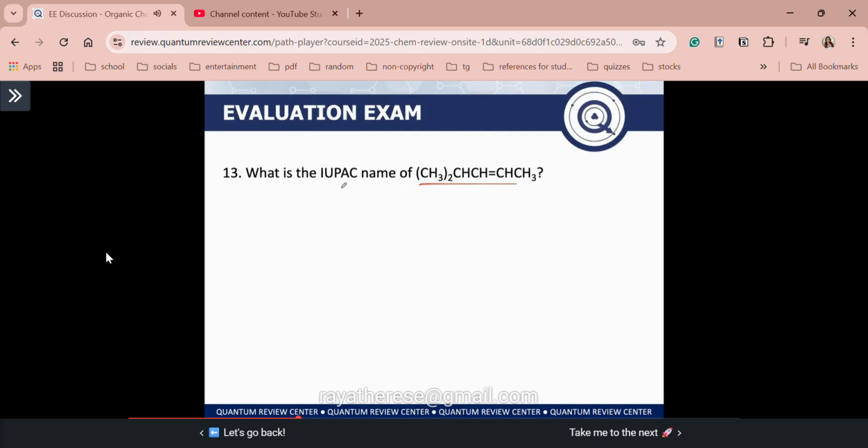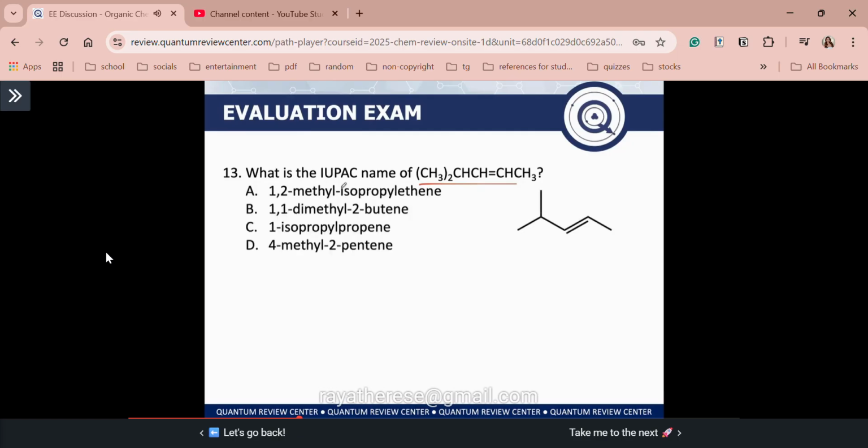So what is the IUPAC name of this particular compound? So here are the choices. Let's convert again with the line angle structural formula. So here we have an alkene functional group. Actually, that is our priority functional group. Remember our strategy: firstly, the parent chain is the longest hydrocarbon chain that contains our priority functional group. So class, here it is.